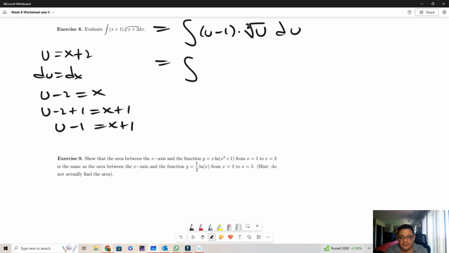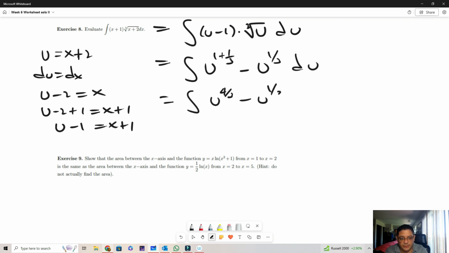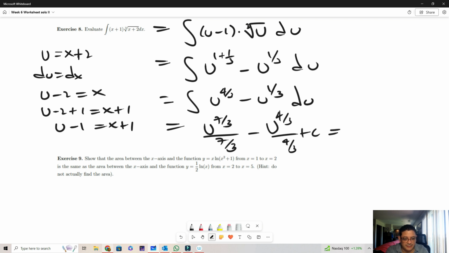Remember that this will be u to the 1/3. So multiplying this by this will be u to the 1 plus 1/3 minus u to the 1/3. This will be the simplification, and so this will be u to the 4/3 minus u to the 1/3. And then integrating, we're going to add plus 1. So this is u to the 7/3 over 7/3 minus u to the 4/3 over 4/3 plus c. And I can see this as 3 over 7 u to the 7 over 3 minus 3 over 4 u to the 4 over 3.